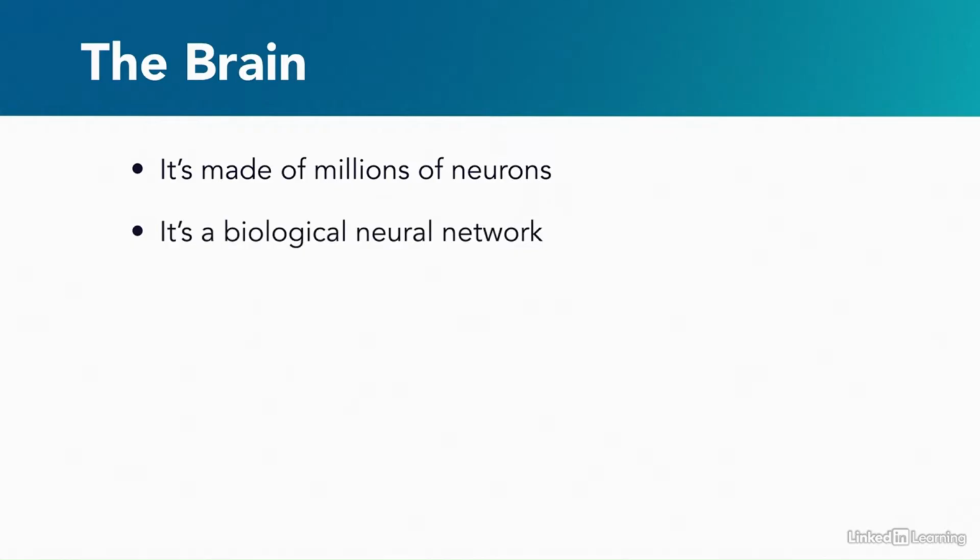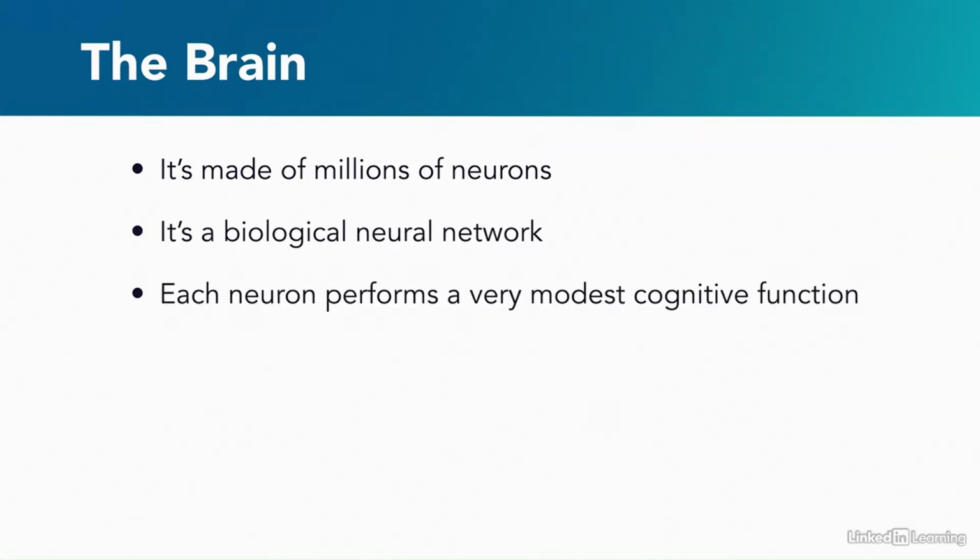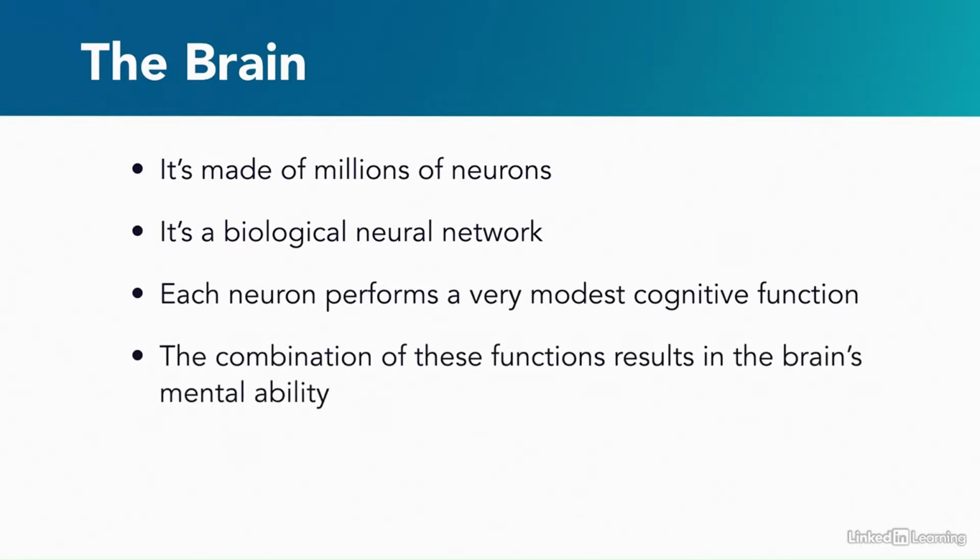so it makes sense to take a quick view at the ultimate computer. There are many things we know about the brain, and so many other things we don't. Here are some important things we do know. The brain is made of neurons. The brain is a biological neural network. Each neuron in the brain performs a very modest cognitive function, contributing to larger cognitive functions. Finally, the combination of these cognitive functions results in our brain's mental ability. Everything the brain does is the result of these tiny computations. Feelings, memories, movement, speech, dreams, all of it.